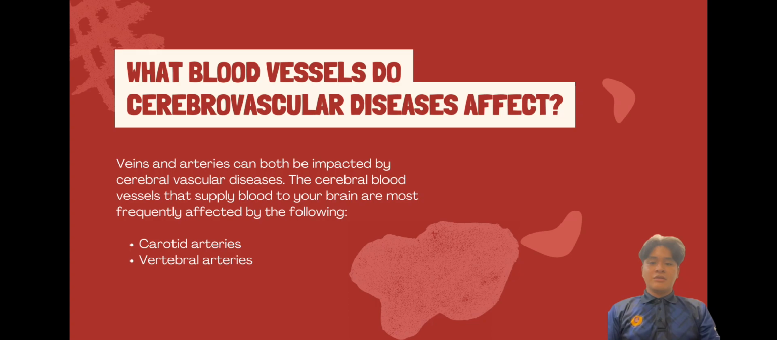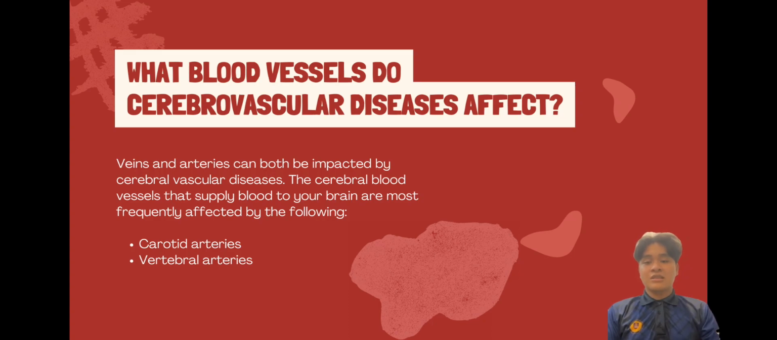What blood vessels does cerebrovascular disease affect? Cerebrovascular disease can affect both arteries and veins. The most commonly affected cerebral blood vessels that supply blood to your brain include carotid arteries. These blood vessels run along the front of your neck. The majority of people have a carotid artery on the right and one on the left.